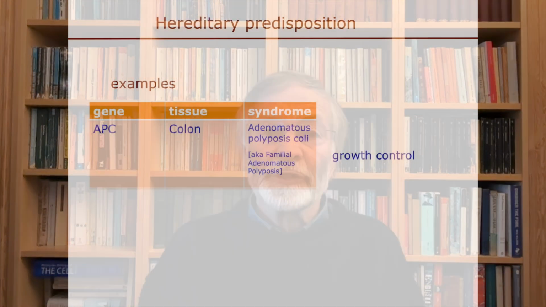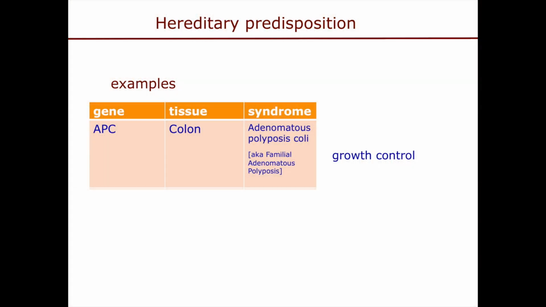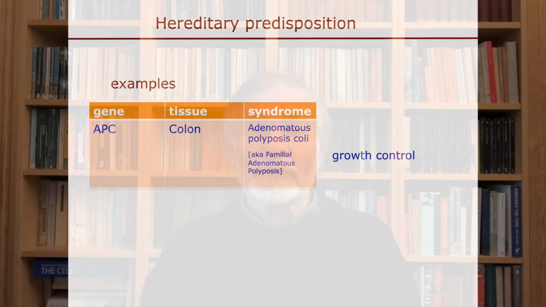I have here some examples of hereditary predispositions to cancer. The first one is a hereditary predisposition to colon cancer, and this particular syndrome is called adenomatous polyposis coli, or familial adenomatous polyposis. But the first form, adenomatous polyposis coli, gave its name to the gene that turned out to be mutated in this hereditary predisposition. This gene is now called APC, and we know that the APC gene is mutated probably very early in the development of the vast majority of colon cancers, whether they're hereditary or not.